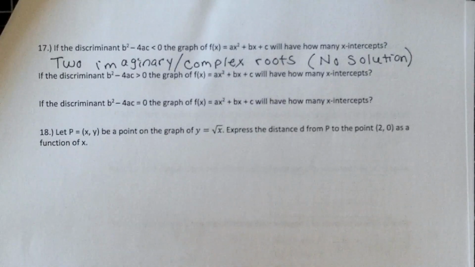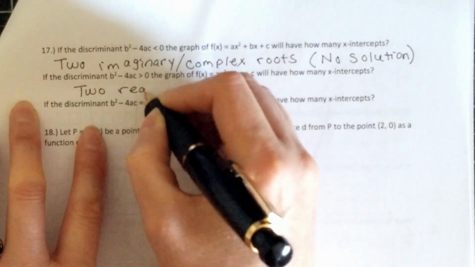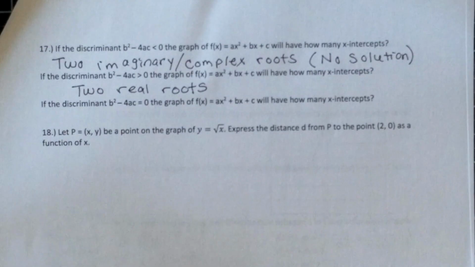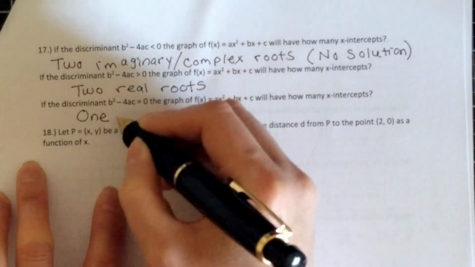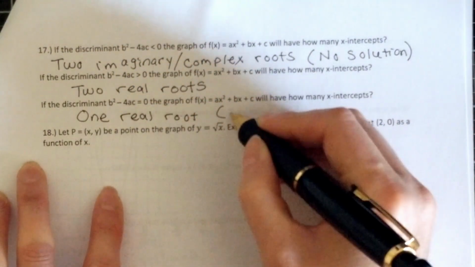Okay, if the discriminant b squared minus 4ac is greater than 0, then how many x-intercepts do we have? We have 2 real roots. All right, if the discriminant b squared minus 4ac equals 0, then how many x-intercepts will you have? You will have 1 real root, and we call this a repeated root.